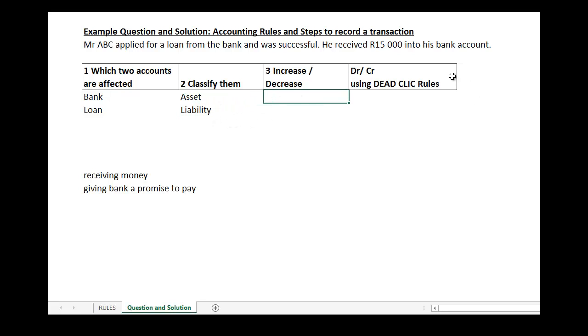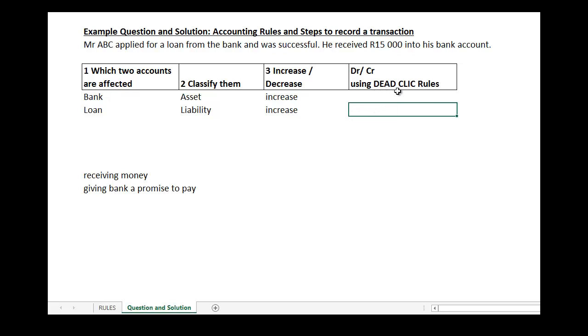Now we need to see what happened to my asset. Well, pretty obvious. He received 15,000 Rand into his bank account. Is that an increase or a decrease? That's going to be an increase. What happened to the liability? The liability also increased. Why did I say that? Well, Mr. ABC now owes more money to the bank. So because he owes more, the liability increased. That is the trickiest part.